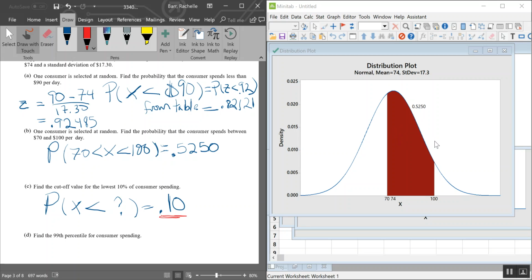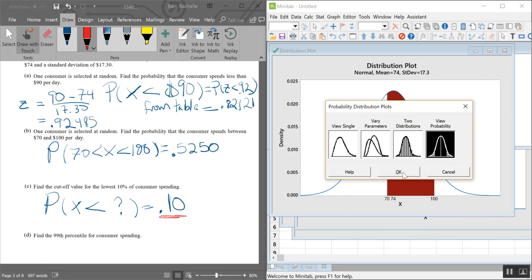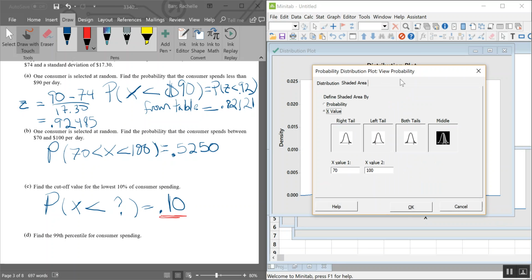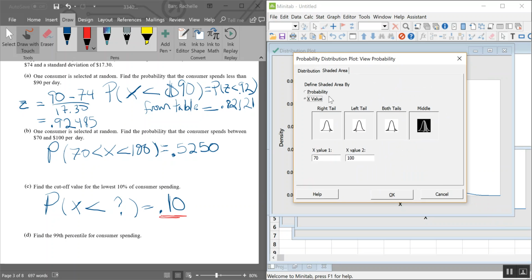This is the thing I was trying to avoid doing by hand because it's a pain. Let's use Minitab. So we're going to go back to Graph, Probability Distribution Plot, View Probability. I'm going to go back to shaded area, and here's the difference. I told Minitab the X value when I knew it, so it was somewhere between 70 and 100.